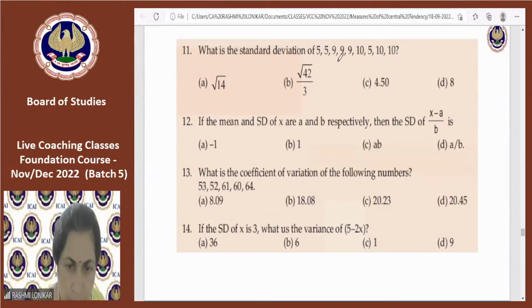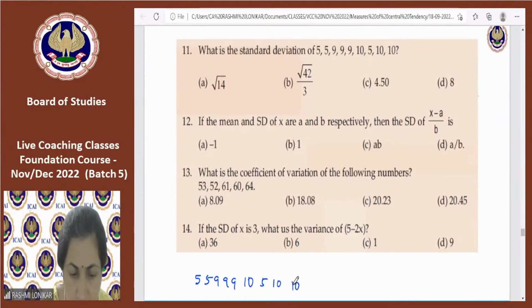Now what is the standard deviation of these numbers? Okay, so can you do that? The numbers are 5, 5, 9, 9, 9, 10, 5, 10, 10. So see, there are 9 numbers.